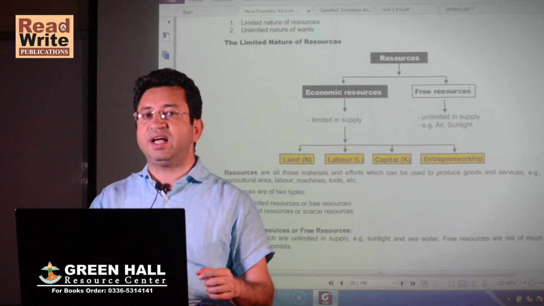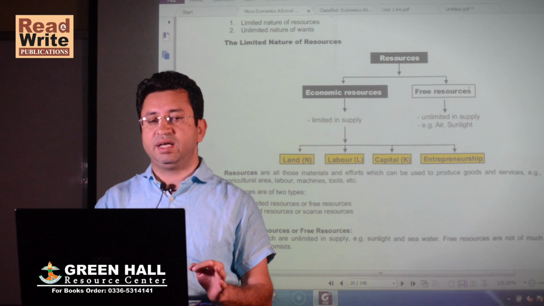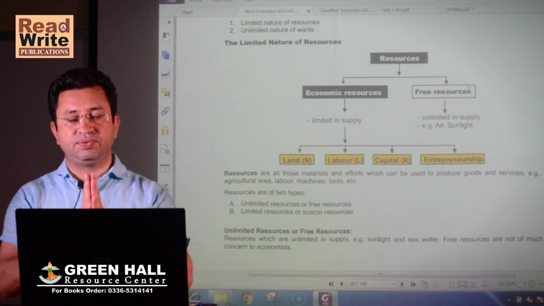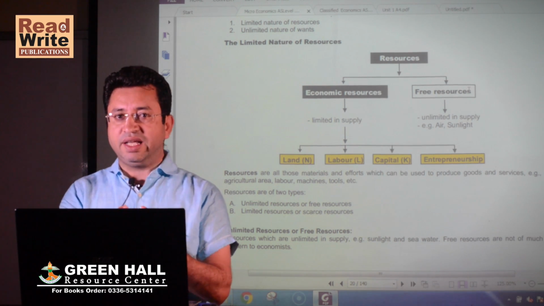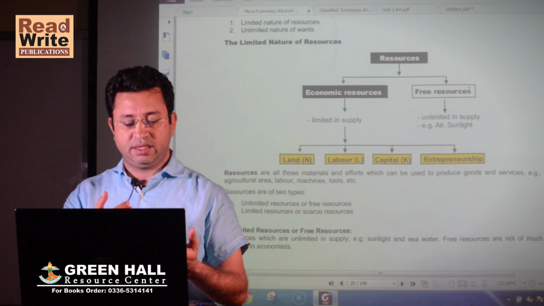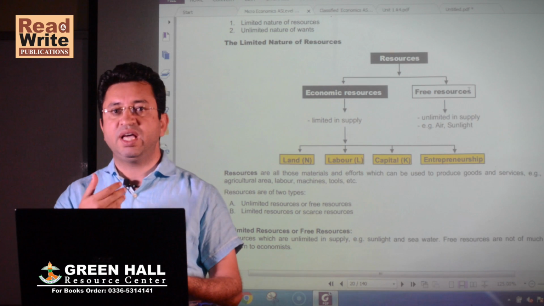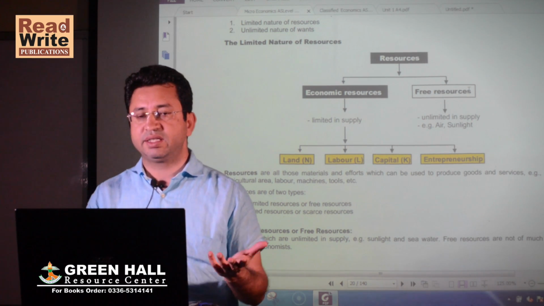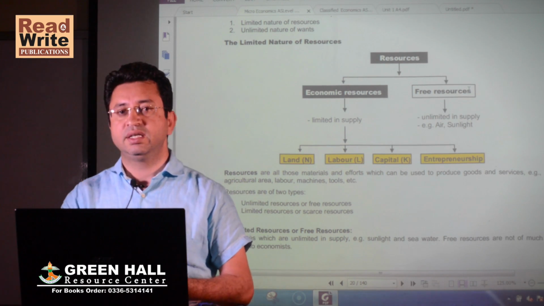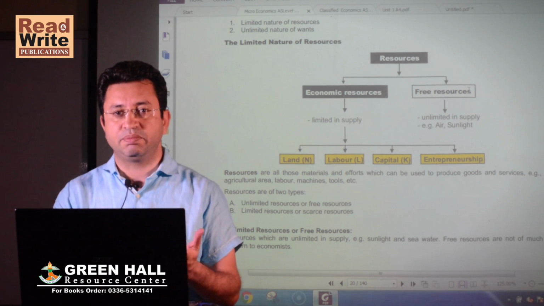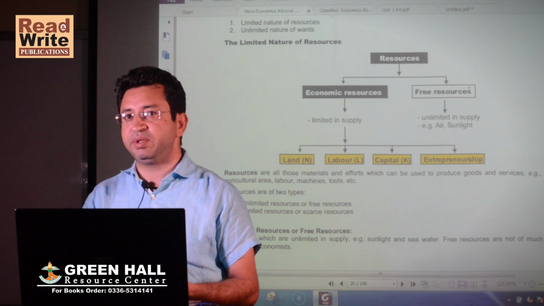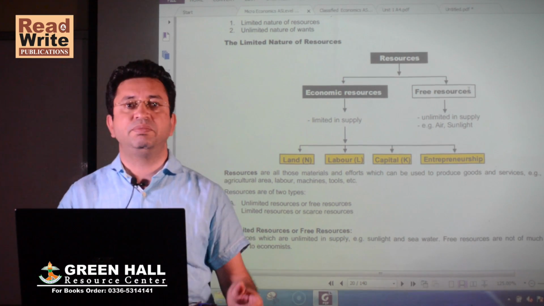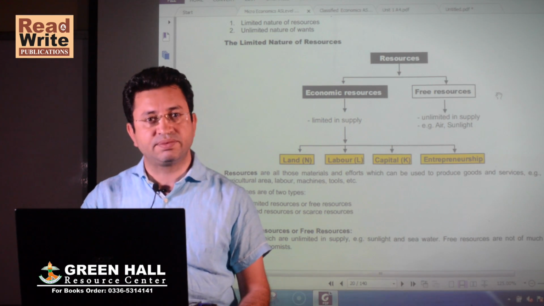Those resources which are unlimited in supply will be considered as free resources. Here is a confusion. The common English language and the economic jargon have different meanings for the same word. In common English language, we say free is something for which we do not pay. For example, if I am invited to a lunch which I won't be paying for, my friend would be paying for that, then it is free for me.